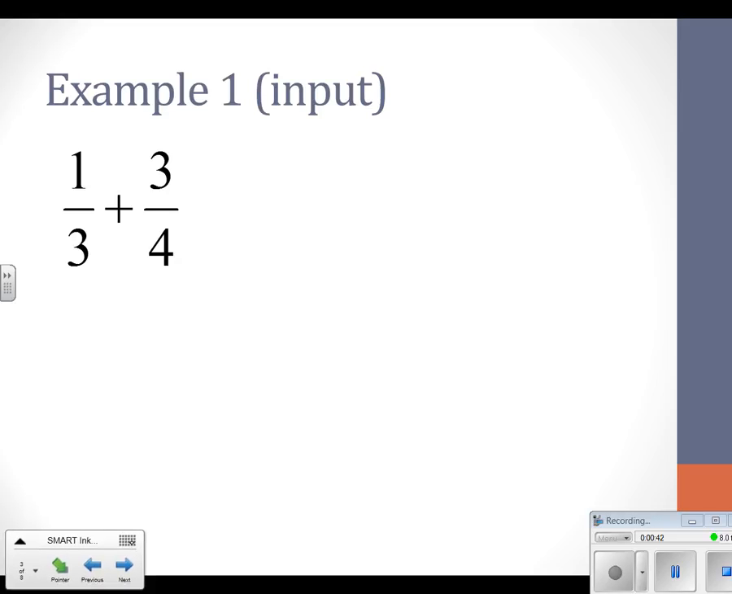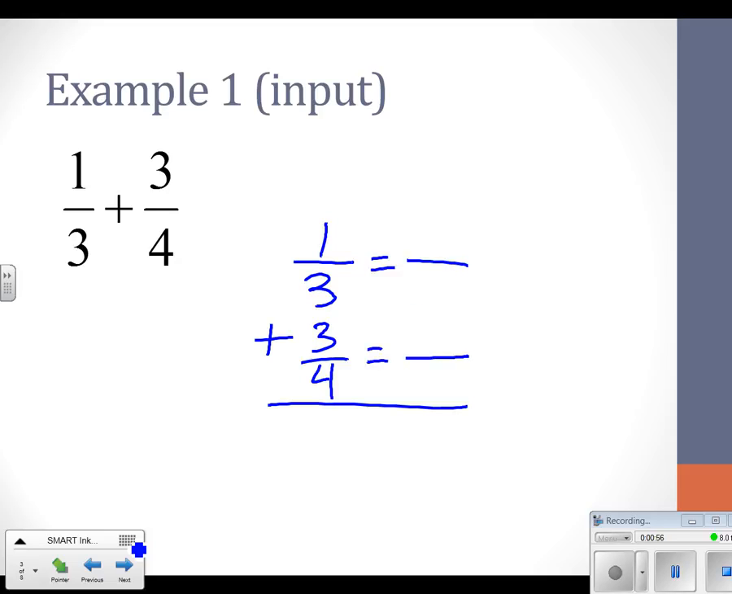Number 1, 1/3 plus 3/4. So if we have 1/3, we add it to 3/4. Step 1, find a common denominator. If we change the denominator, we change the numerator. 3 times 4 is 12. 1 times 4 is 4. 4 times 3 is 12. 3 times 3 is 9.